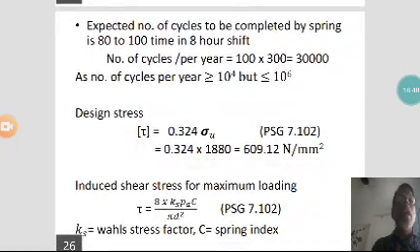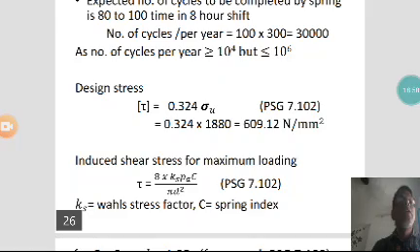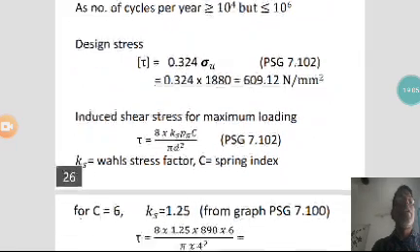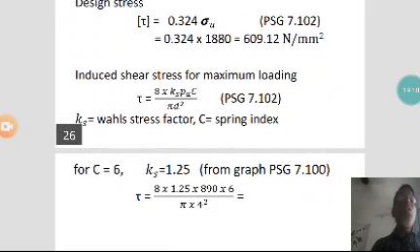And therefore the design stress tau is equal to 0.324 sigma u. This is according to this number of cycles, and this is available on page number 7.102. So if you substitute sigma u, which I have selected already, you will get tau, that is the design stress. Now once you know the design stress, then you have to calculate the induced stress, how much stress is induced in the spring, and that induced stress should not be greater than the design stress. If the induced stress is less than the design stress, you can say that your design is safe.